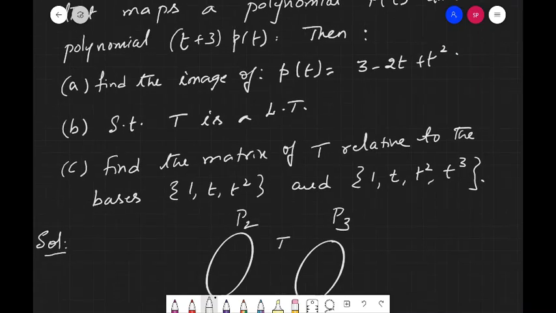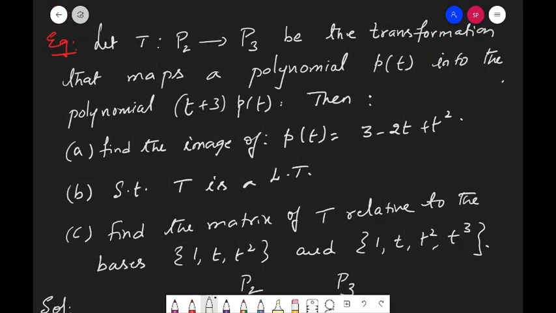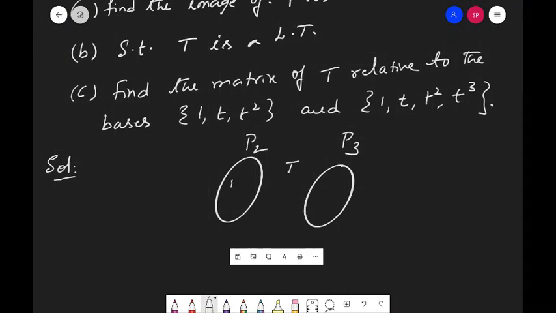So it is given T from P2 to P3, where each polynomial p of t is mapped to the polynomial t plus 3 into p of t. What do you mean by that? If I take p of t here, it will be mapped to t plus 3 into p of t. That is the transformation given to us.